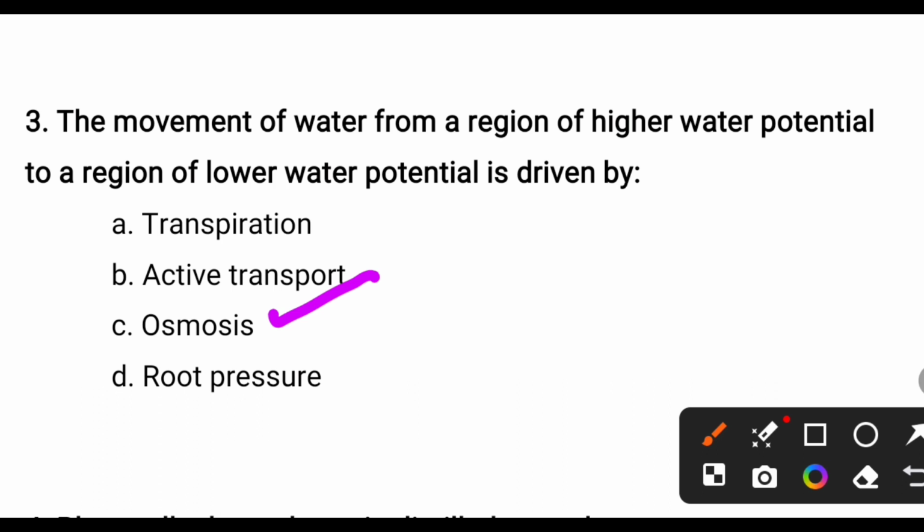So if we talk about a concentration gradient, that means solute concentration gradient, then it is the movement of molecules from the lower concentration to the high concentration. So you should remember that. Okay. So let's see the next question.